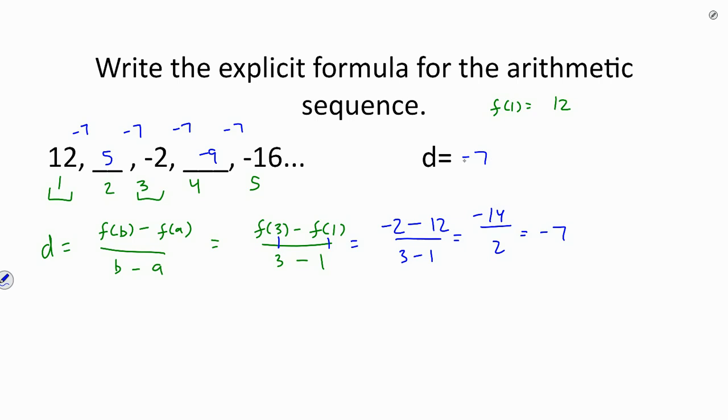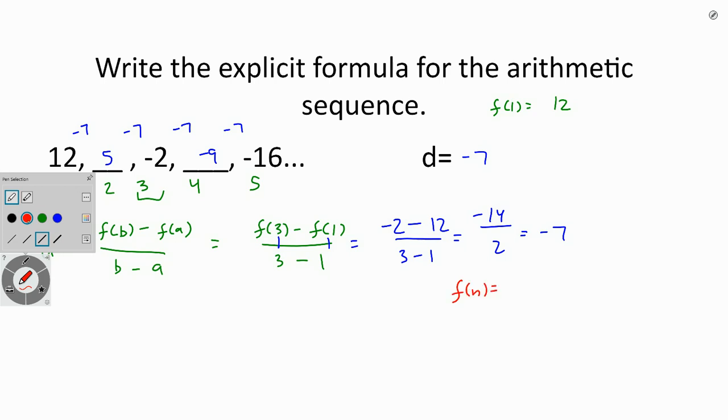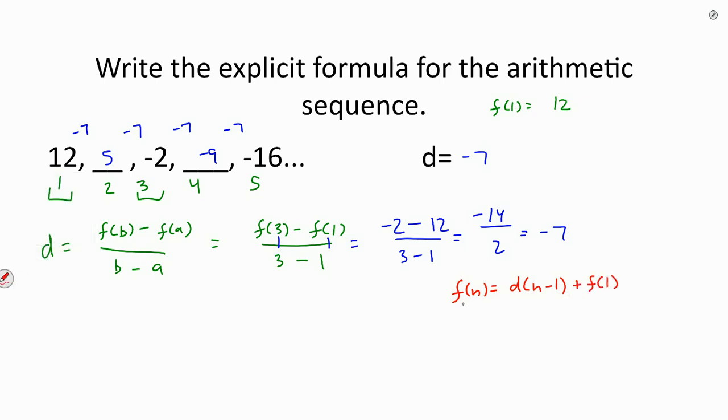Now we need to use this to find the formula. So we found our common difference, we found the first term. Let me change colors here. Let's plug into our formula. f of n equals d times (n minus 1) plus f of 1. So this is just like video 2. So f of n equals -7 times (n minus 1) plus 12.